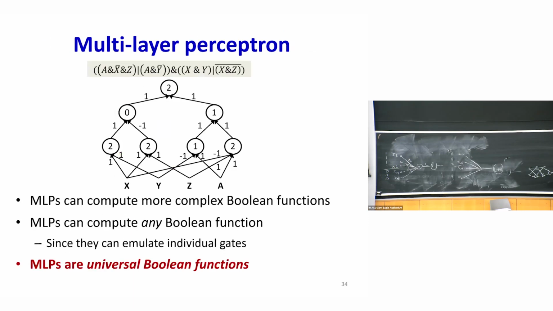But then once we realize that you can compose Boolean gates and we can compose things that are more powerful than Boolean gates, you can compose pretty much any Boolean function. So give me a crazy function and I can compose a multi-layer perceptron that will compute it. So this is why we call it a universal Boolean function, in that for any Boolean function, there is an MLP that can compute it. You may not know what the MLP is, but there probably exists an MLP that can compute it, right?